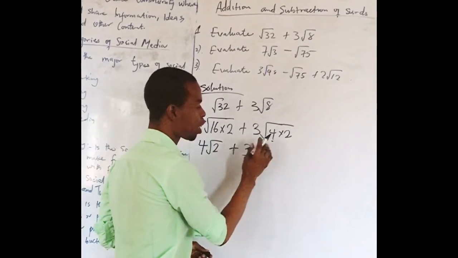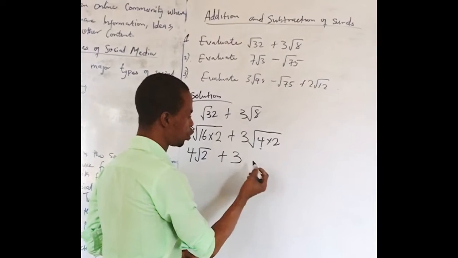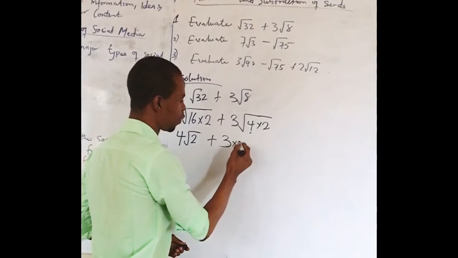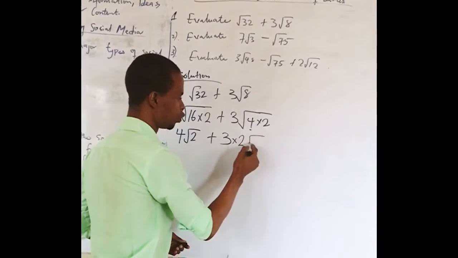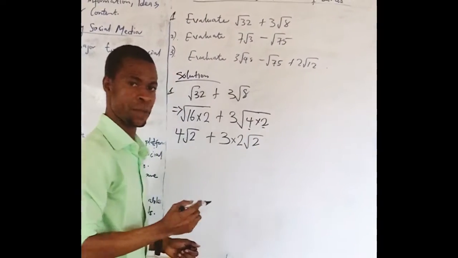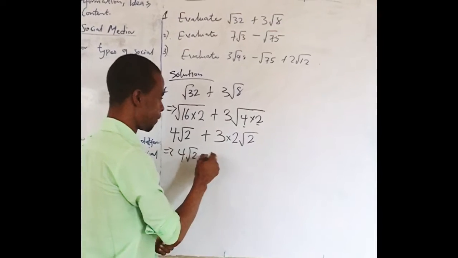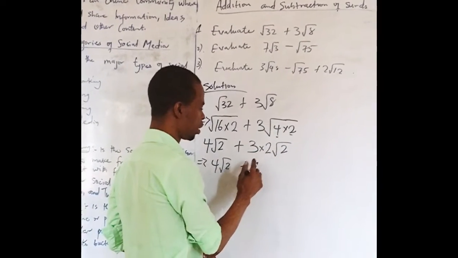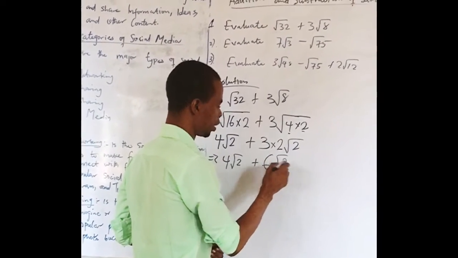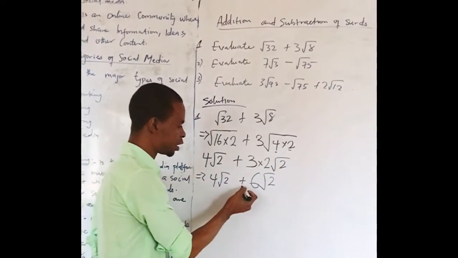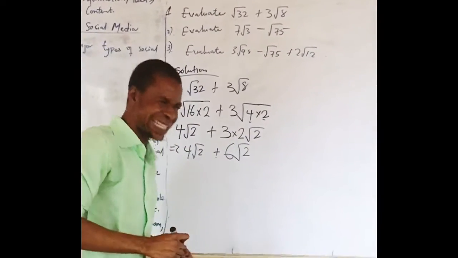3. 4 has a square root. So I'm going to say times the square root of 4, which is 2. Alright? Root 2 remains. Okay? So my answer now is 4 root 2 plus 3 multiplied by 2 is 6, 6 root 2. Alright? When it is plus in between them, you can add it.